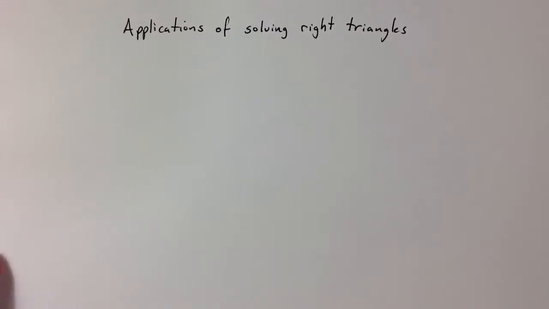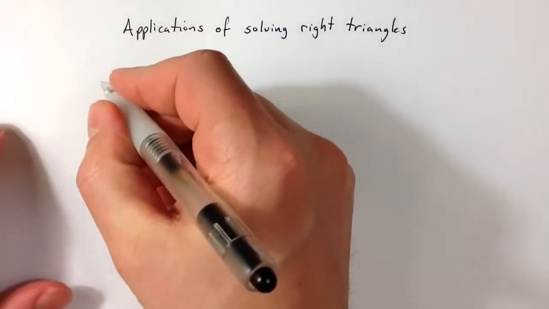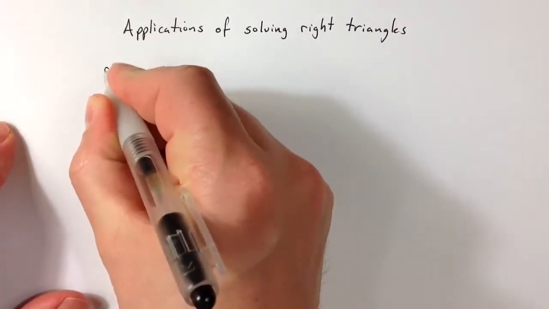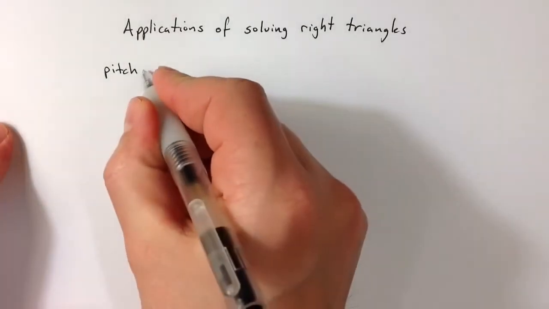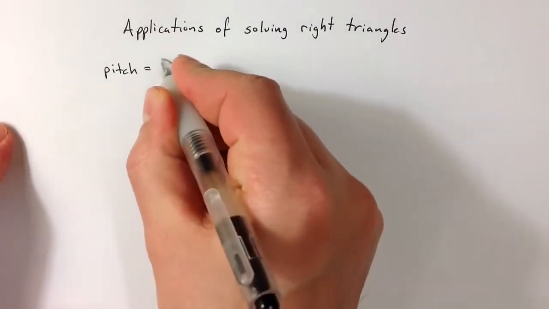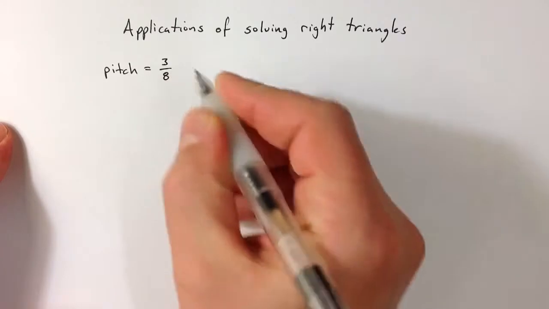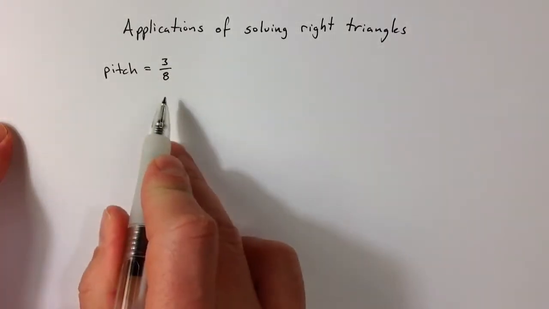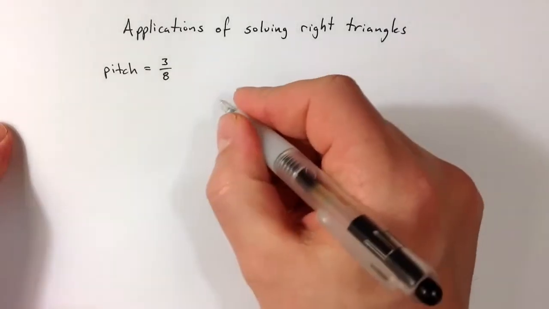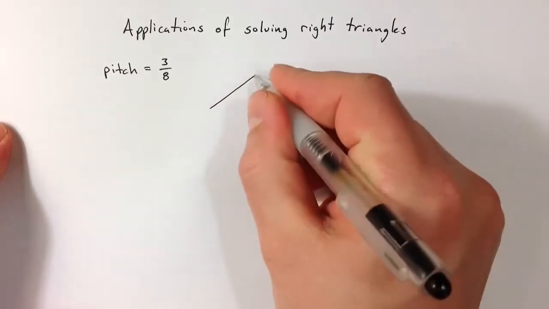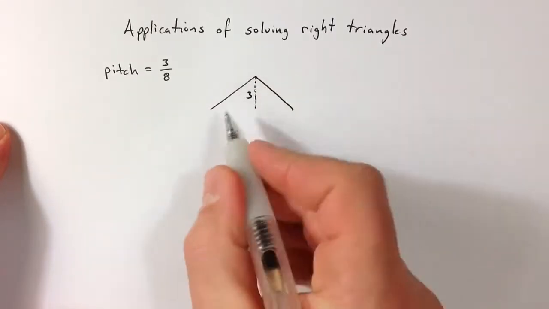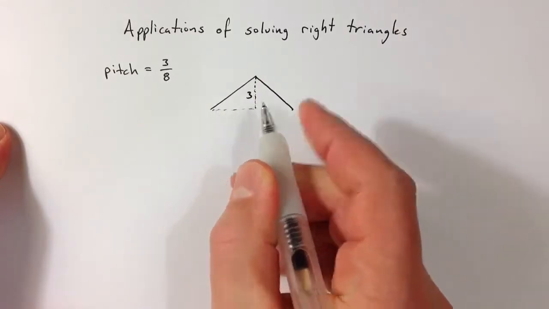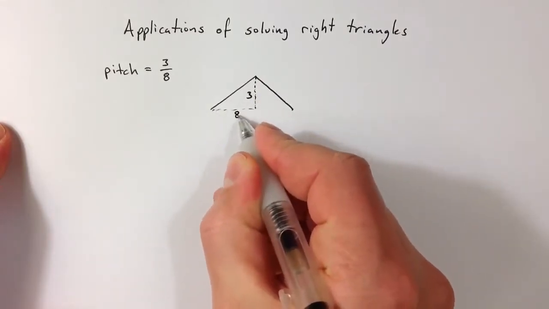Let's talk about some applications of solving right triangles. There are some terms that are used in the setup of diagrams, one of which is the pitch, in other words, like the pitch of a roof. If a builder describes the pitch of a roof as 3/8, it means that the height rises 3 feet for every horizontal change of 8 feet.